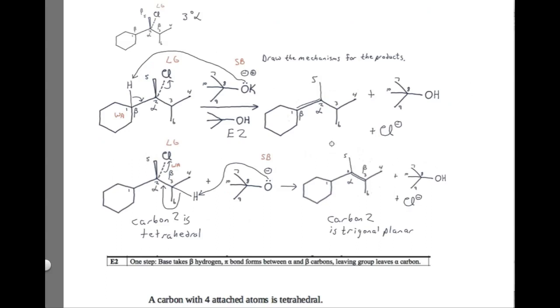Well, we're still not done because we've dealt with beta carbon 1 and beta carbon 3, but now we need to draw the mechanism for beta carbon 5.